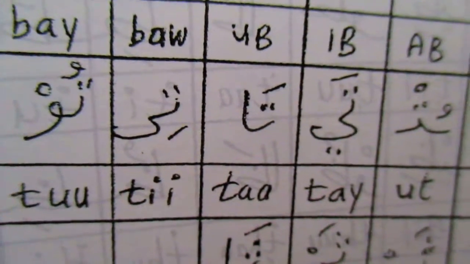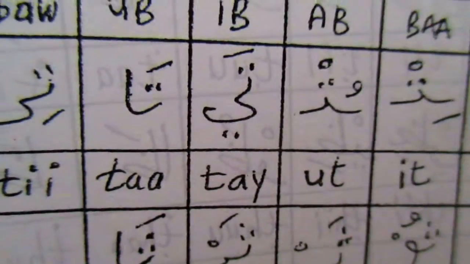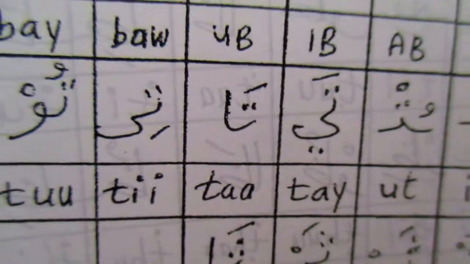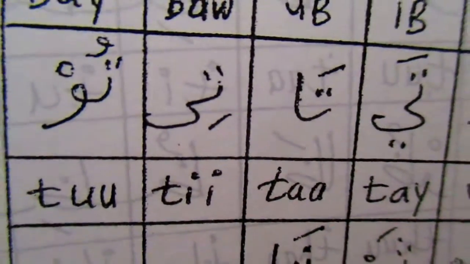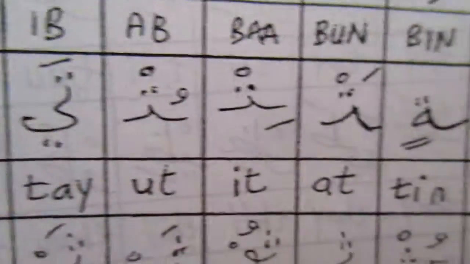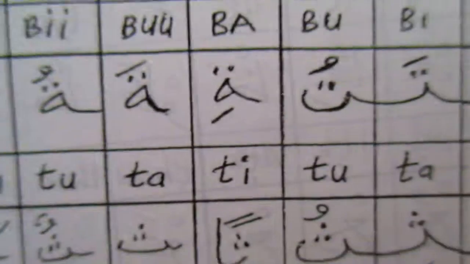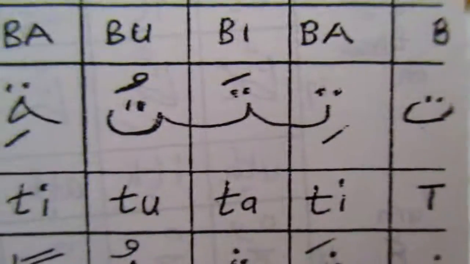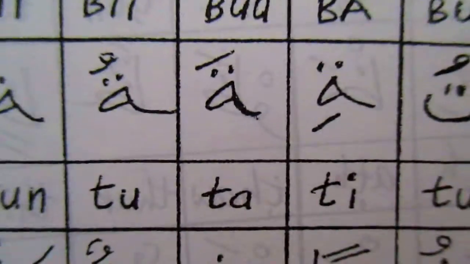So it'll be tu and ti and ta. Alif makes the a sound longer, a ya makes an e sound longer, and a waw makes a u sound longer. And then a ta also changes in shape. That is also a ta.